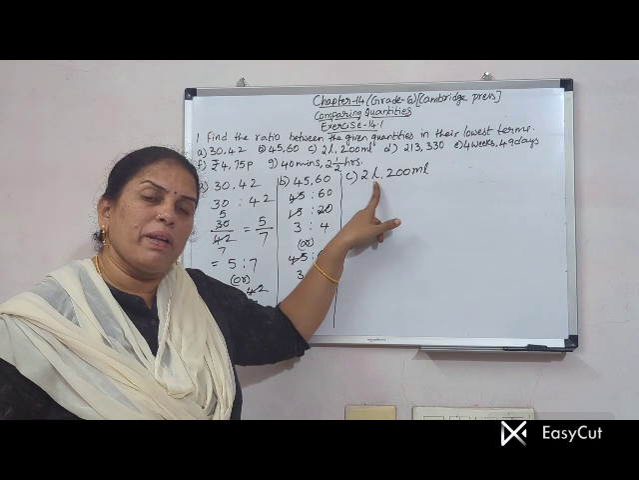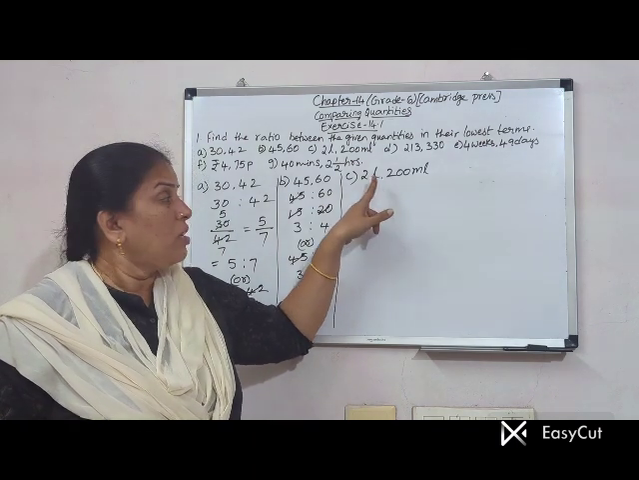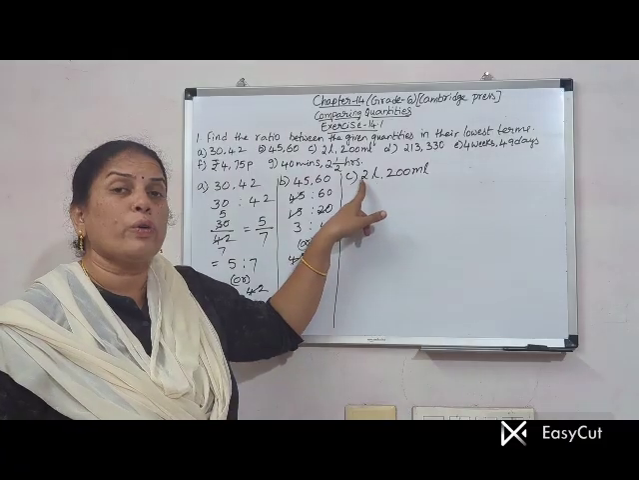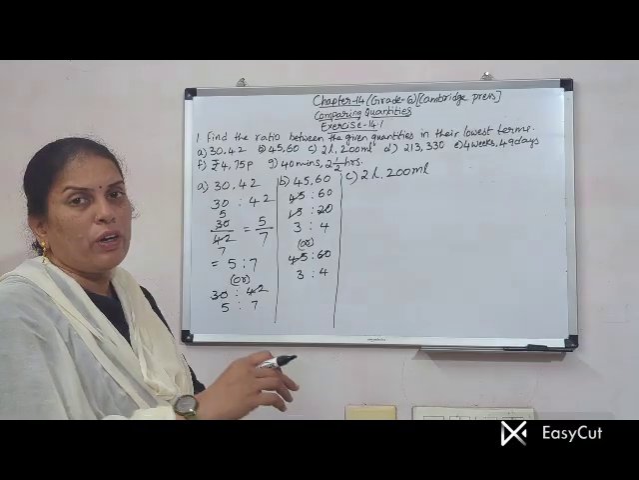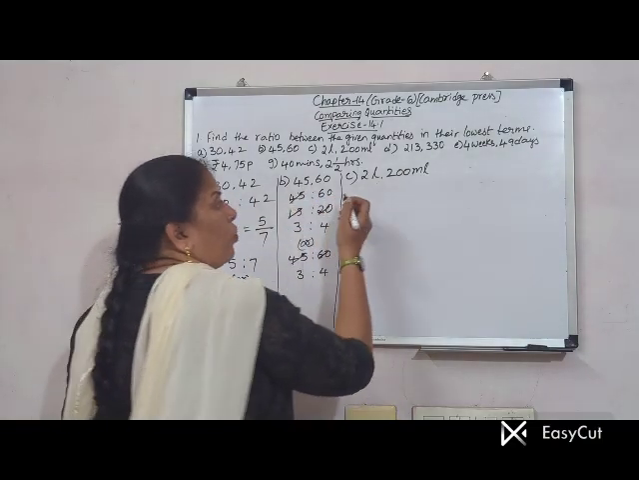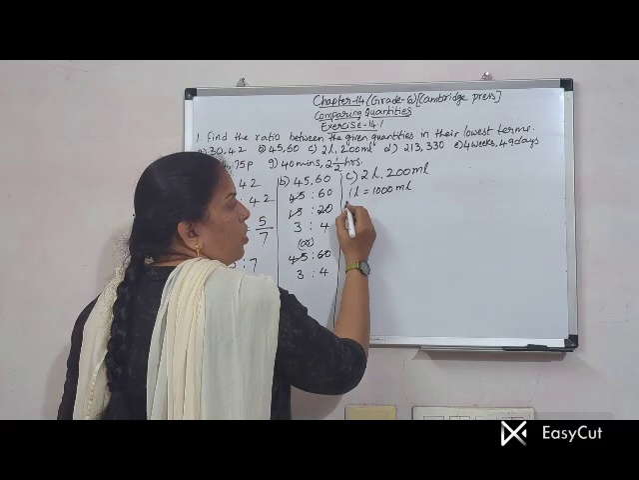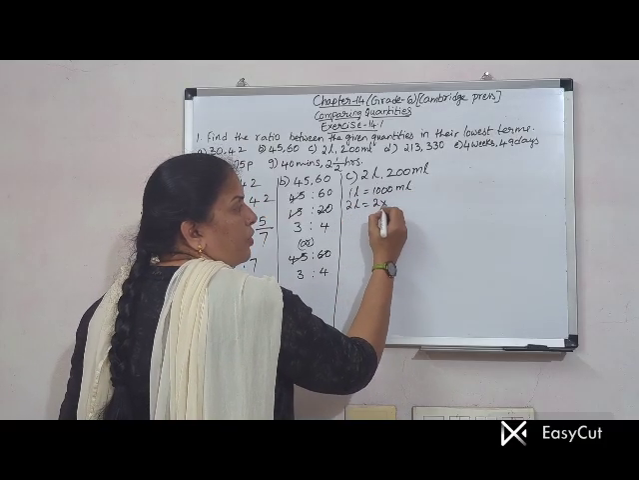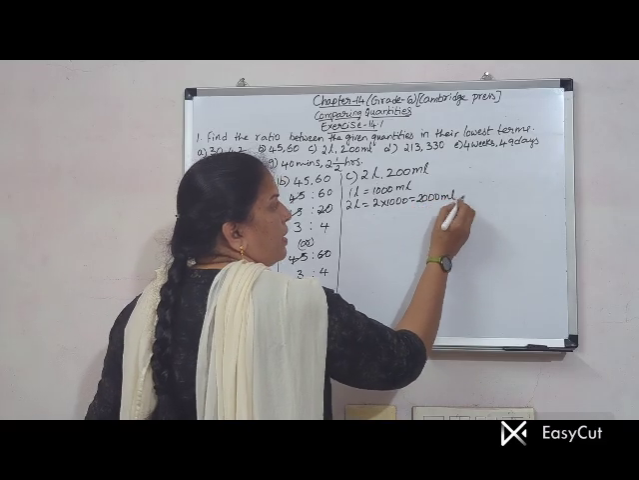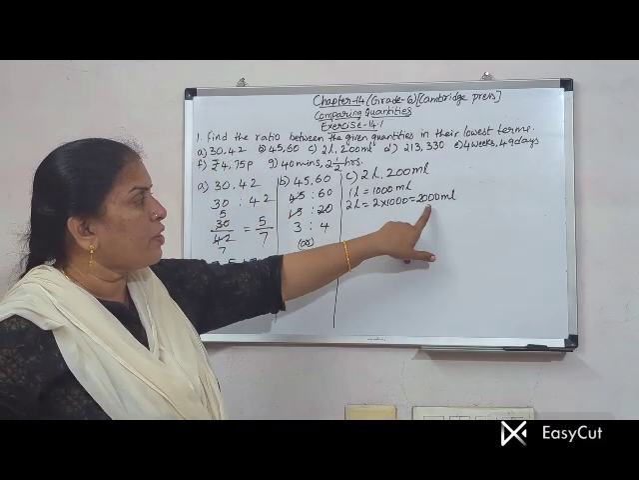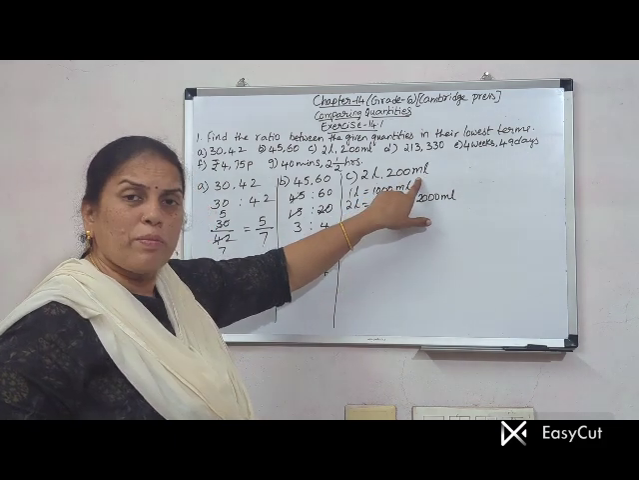1 liter is equal to how many milliliters? 1 liter is equal to 1000 milliliters. So here how many liters are there? 2 liters. 2 liters is equal to how many milliliters? 2 into 1000. Okay. 1 liter is equal to 1000 milliliters. So 2 liters is equal to 2 into 1000, which is equal to 2000 milliliters. See here children, here milliliter is there, here also milliliter is there.